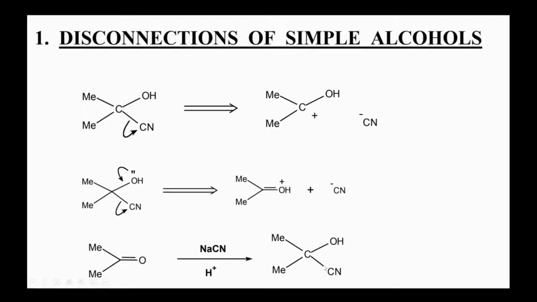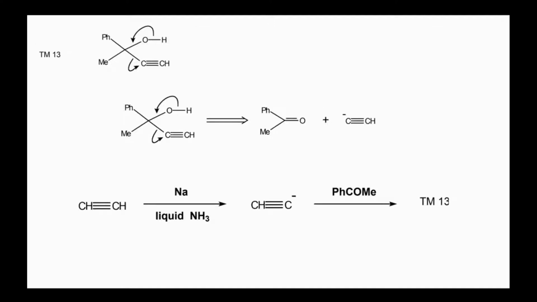And this is how you do disconnection of alcohols. So it was a good strategy that you can prepare cyanohydrins, or tertiary alcohols containing cyanide functionality, starting from ketones or aldehydes, with the reagent sodium cyanide as a nucleophile and acidic conditions to do the job. Let's move on to the next example.